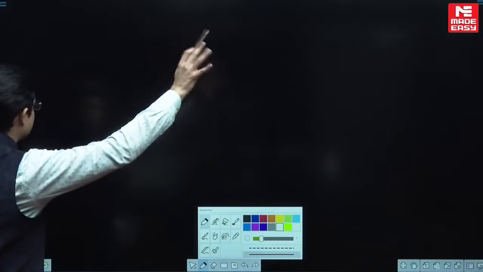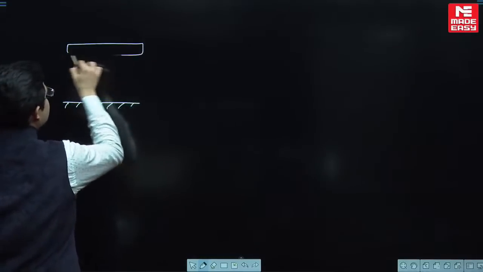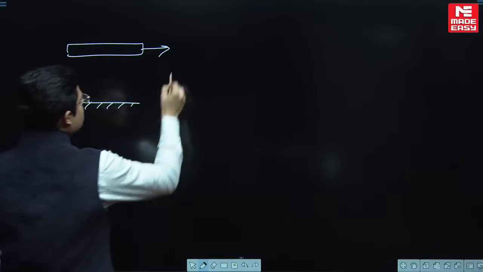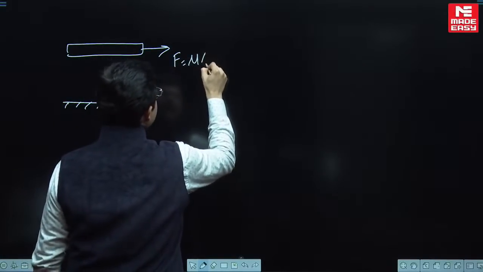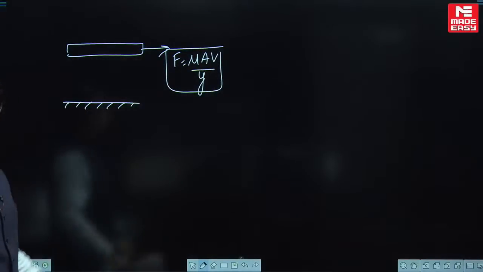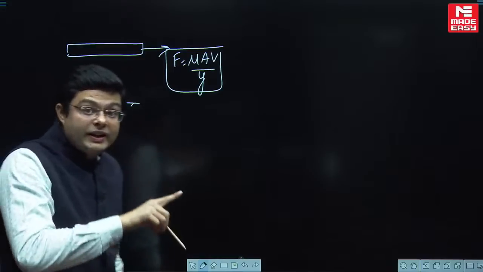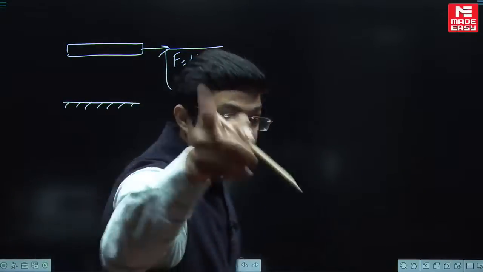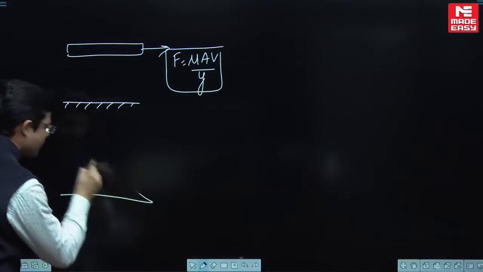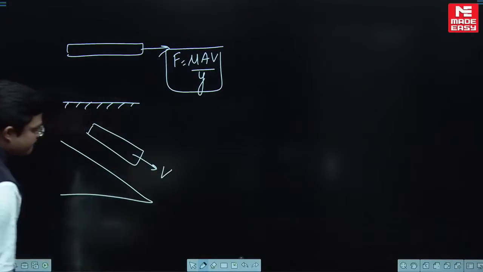Look here on the board, my dear students. For example, this is some stationary body, and this is some moving plate. So the shear force is given as mu A V by Y, if you want to find the shear force here. I am telling you this because I am making you revise what variety of questions you have to focus on, because I don't have the time to discuss each and everything.